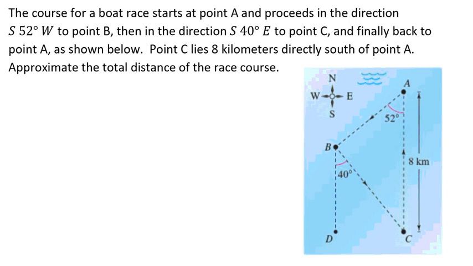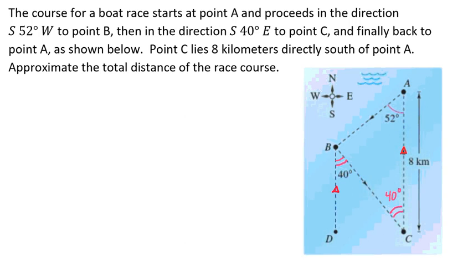We're going to approximate the total distance of this race course. Now with our given information, we see that lines BD and AC are parallel, which tells us that the measure of angle BCA is congruent to the measure of angle DBC, which is our 40 degrees. So we can write 40 degrees right there.